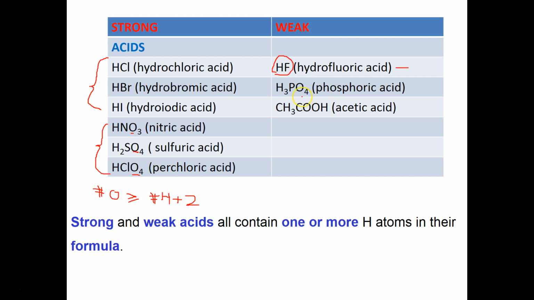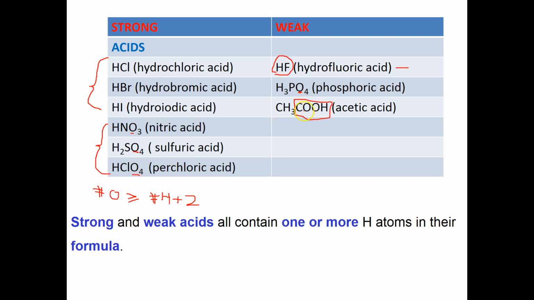Phosphoric acid is an example of one of these oxygen-containing acids where you don't have enough oxygens, right? You only have 1 more oxygen than hydrogen atoms here. So that means it's classified as weak because you need at least 2 more oxygens in order to classify it as strong. So any acid where you don't have enough oxygens to be strong is going to be classified as weak.